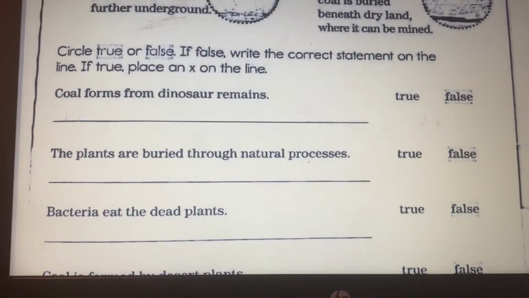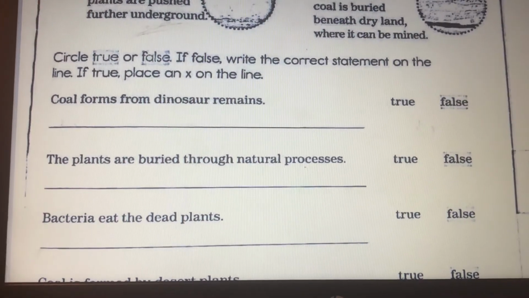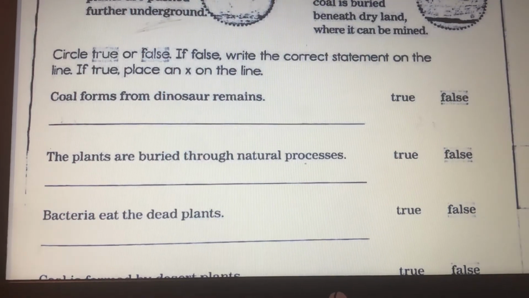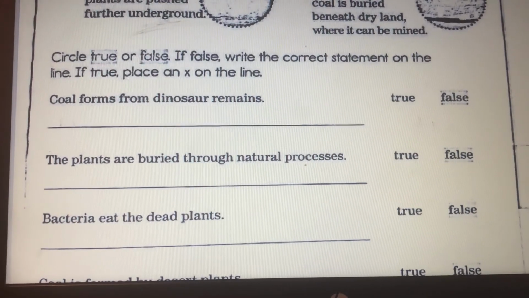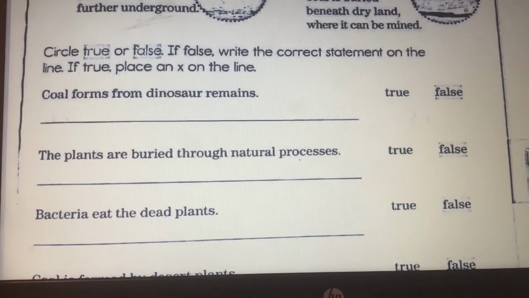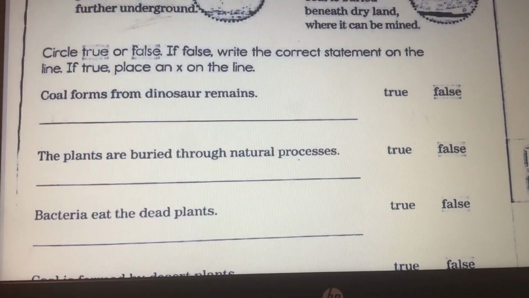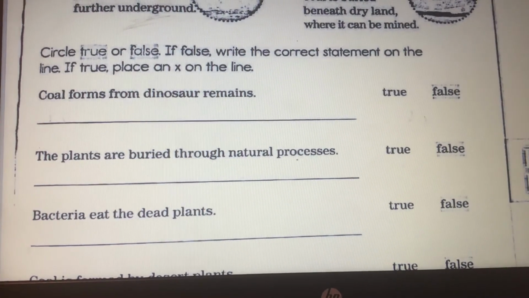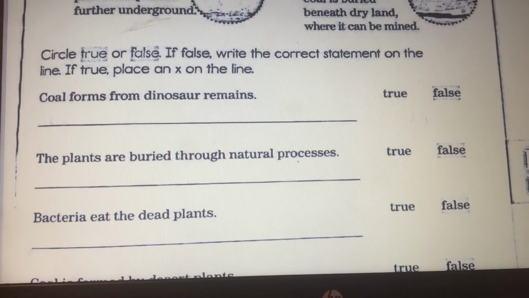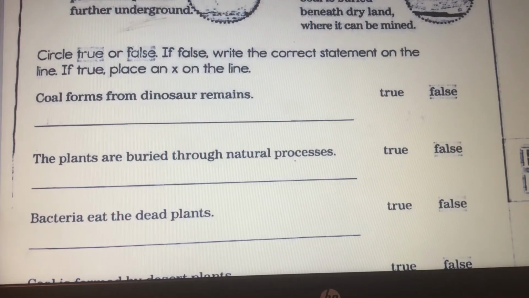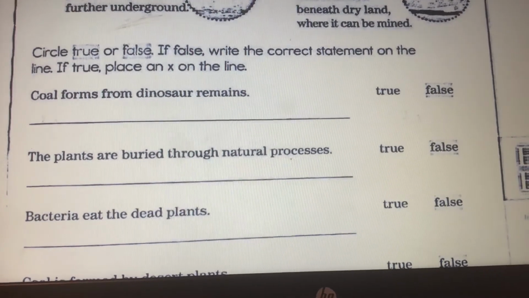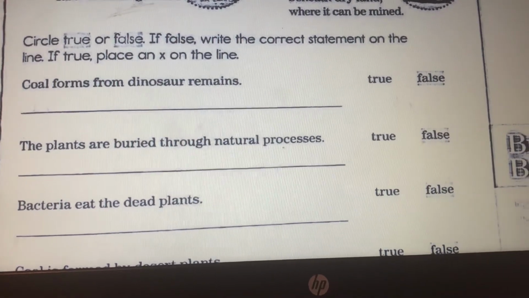So now you're going to circle true or false. If false, write the correct statement on the line. If true, put an X on the line. Coals form from dinosaur remains. True or false? So you're going to mark true or false. If it's true, just put an X on the line. If false, write the correct statement. So correct something in there to make it correct.